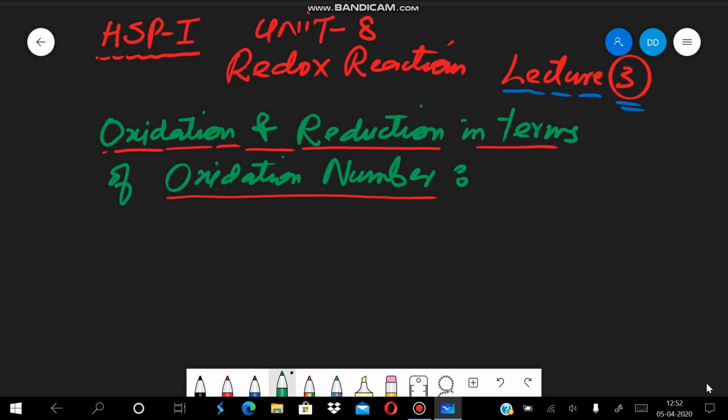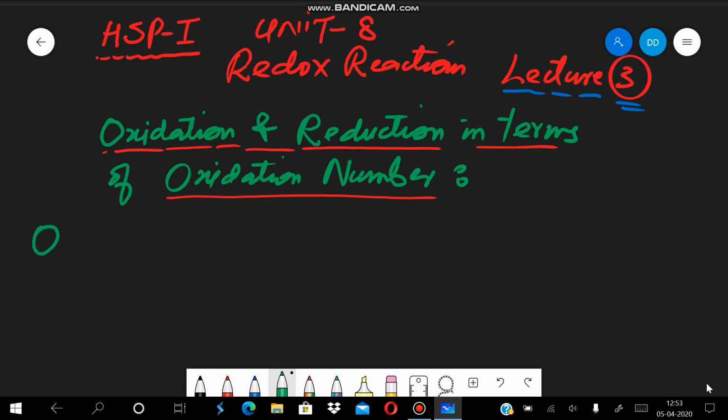In this lecture, I am going to discuss the concept of oxidation and reduction in terms of oxidation number. In the previous lecture, we talked about what is oxidation number and how do we calculate the oxidation number of an atom in any species, in a neutral molecule or in a polyatomic ion or in an element in its elementary state. So now we will apply the concept of oxidation number to define oxidation and reduction.